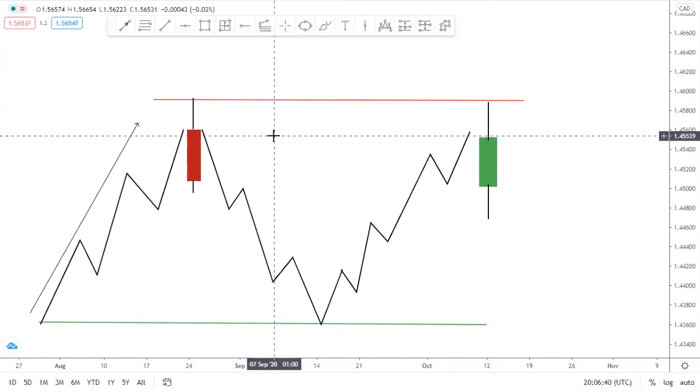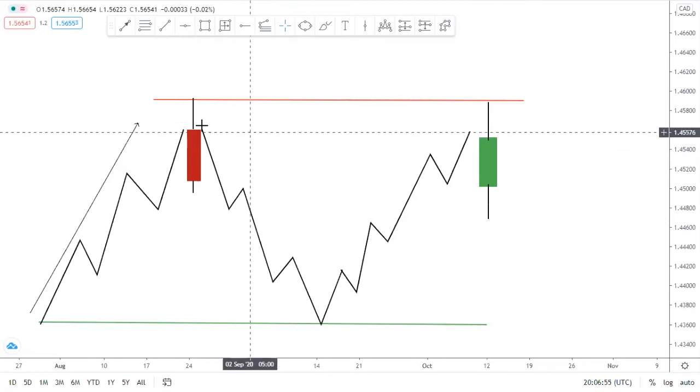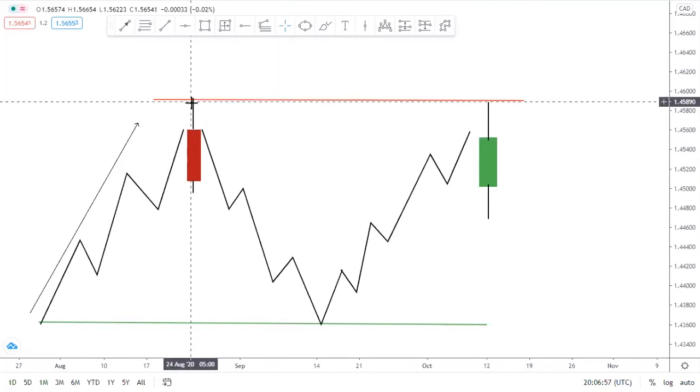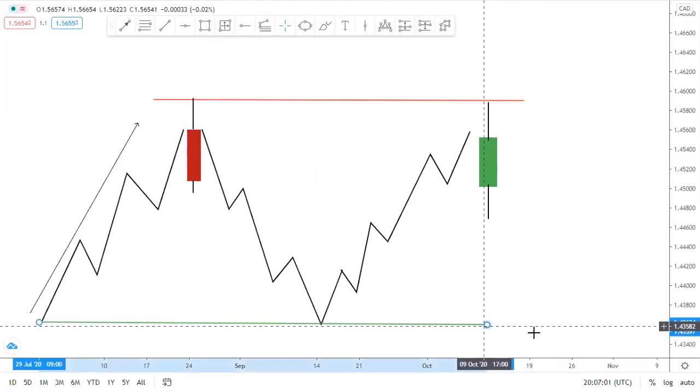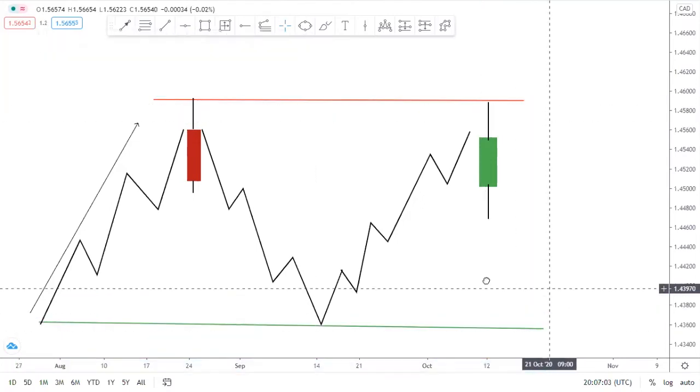It should be marginal. Sometimes you have the wicks different a little in terms of the levels. You realize that one is a little bit higher than the other. We still consider it, but if the difference is too much, that is not an equal high. So this is how equal highs look. You realize that this high and that high are almost at the same level.